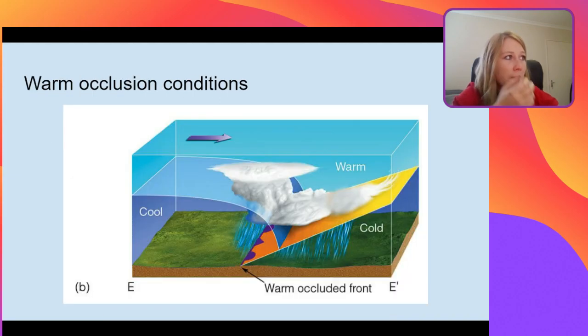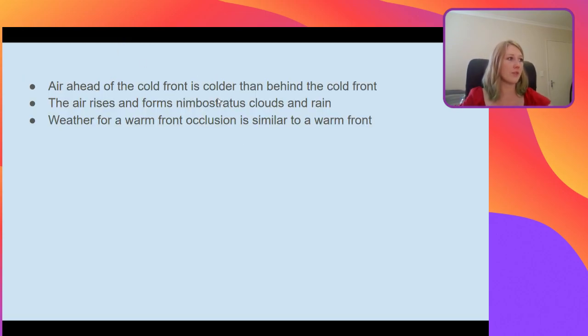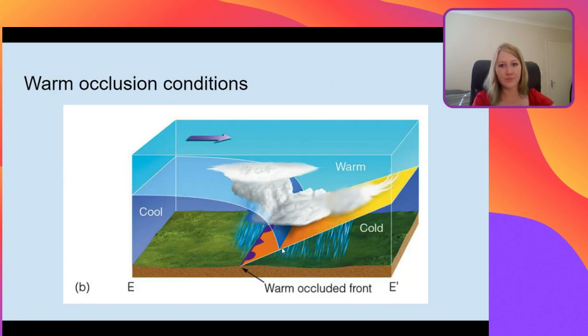Okay, so for a warm occlusion, air ahead of the cold front is colder than the air behind it. The air rises and forms stratus clouds and rain. The weather will be similar to that of a warm front. So notice it again. There it has a gentle incline. There it is cold. And there it is just cool, technically warm.